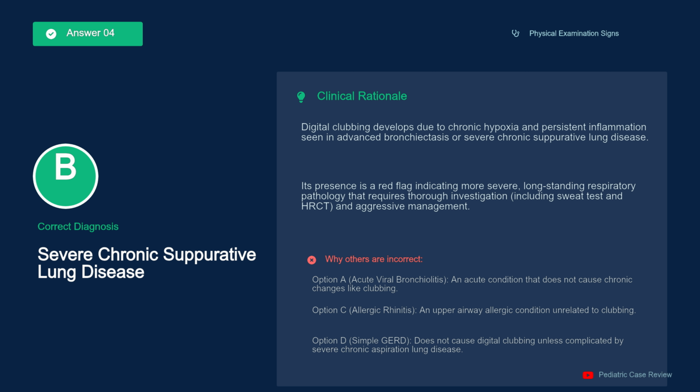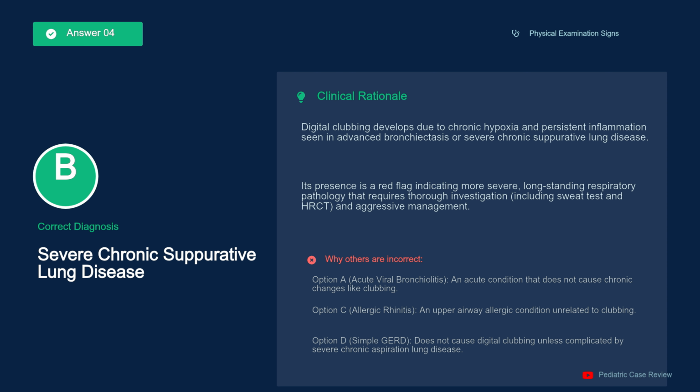The correct answer is B, severe chronic suppurative lung disease. Digital clubbing develops due to chronic hypoxia and persistent inflammation seen in advanced bronchiectasis or severe chronic suppurative lung disease. The pathophysiology involves increased blood flow to fingertips and proliferation of connective tissue at nail beds. Clubbing indicates long-standing disease, typically present for months to years. Options A, C, and D do not cause digital clubbing.